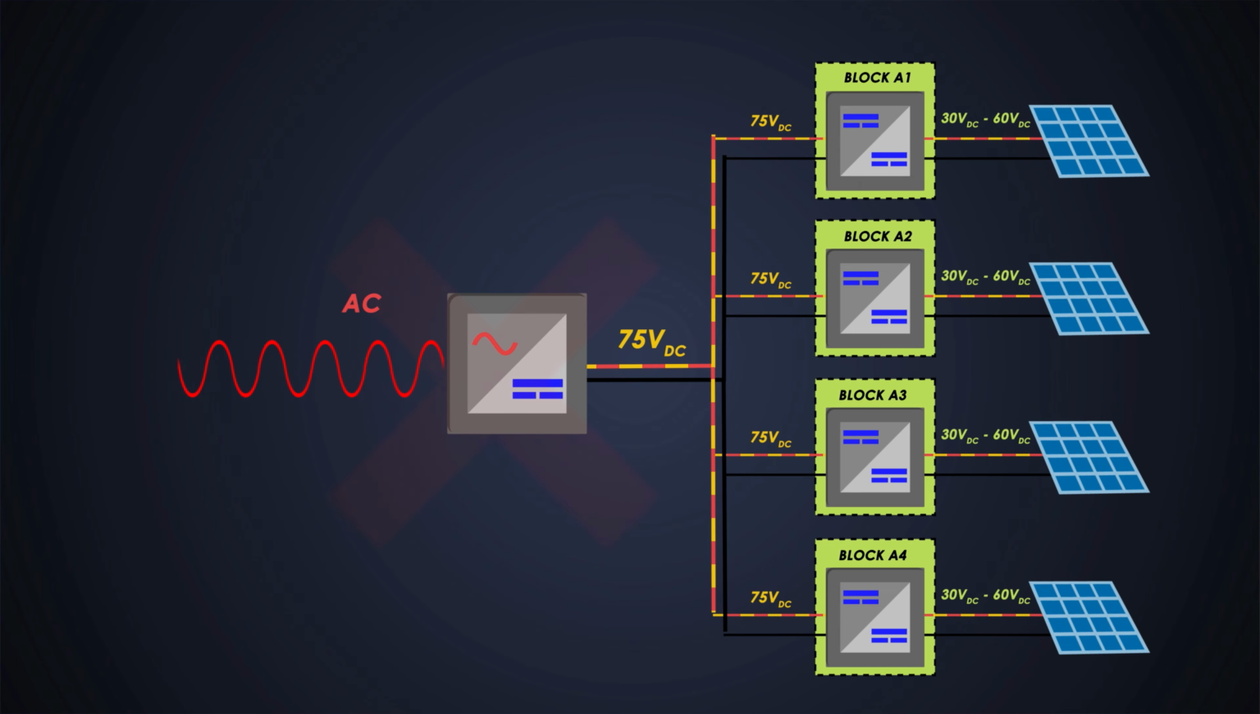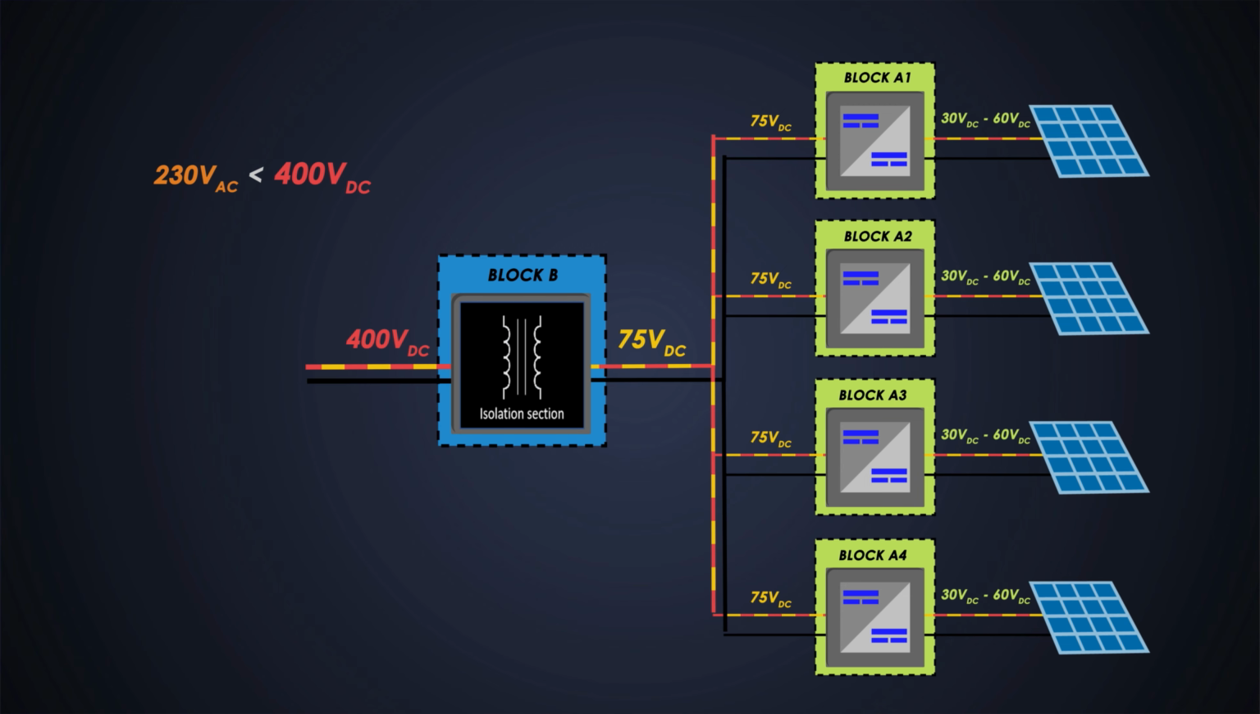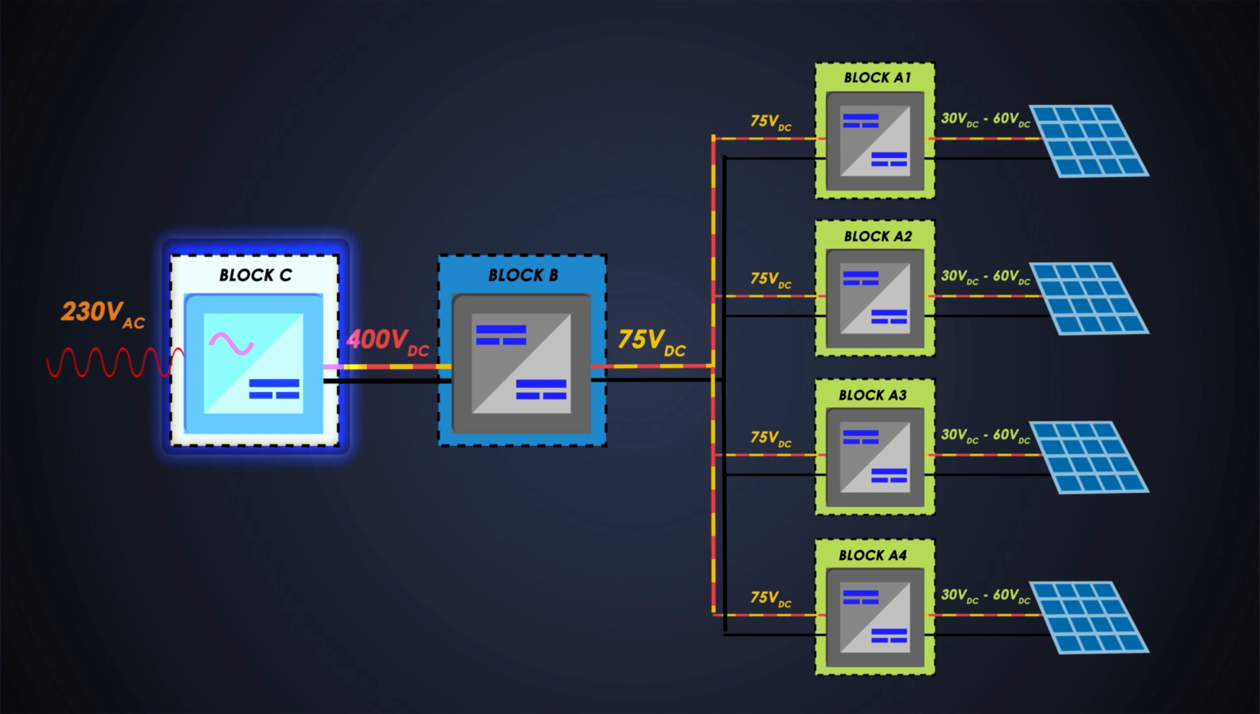Now, we cannot directly convert this DC power into AC supply. So here we will do one more DC to DC converter which will convert this 75 volts DC to 400 volts. The main advantage of this part is to give higher voltage for AC conversion and provide isolation between input and output. Next block is the real inverter and it converts 400 volts DC into 230 volts AC power which powers our household appliances. Let's name these blocks A, B and C.